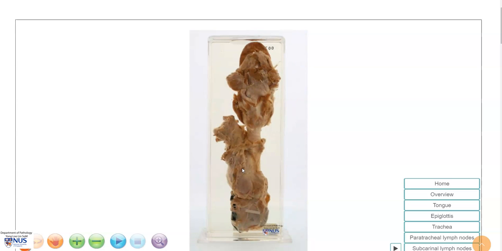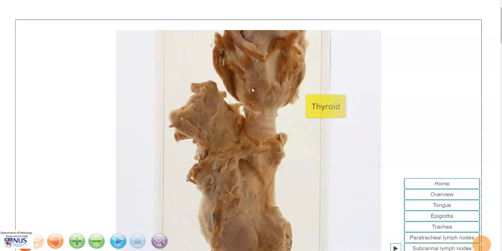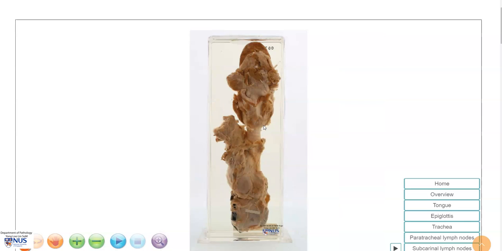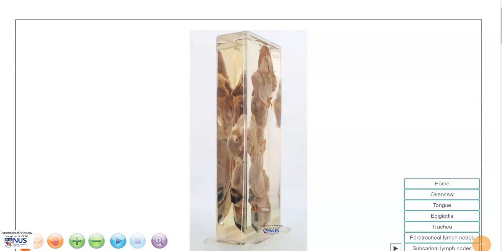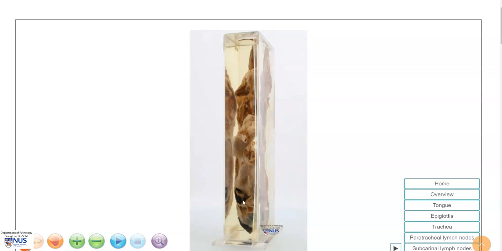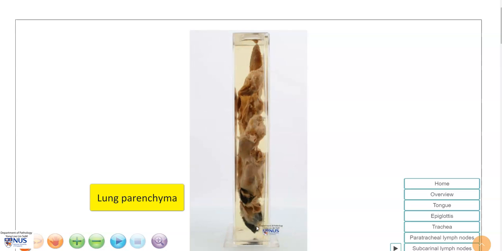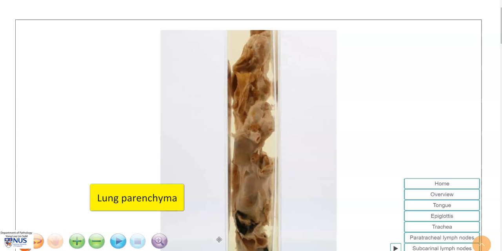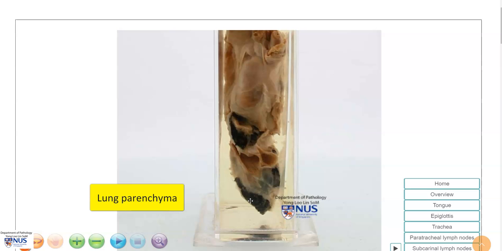This shows the anterior surface, and over here is the thyroid cartilage, and the thyroid gland is in this area. These black areas here are actually part of the lung parenchyma that have been dissected off the larger airways.